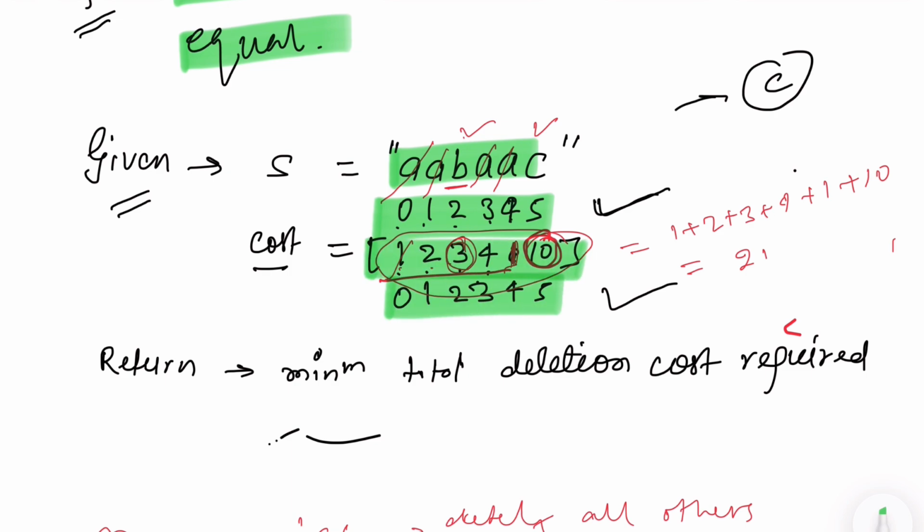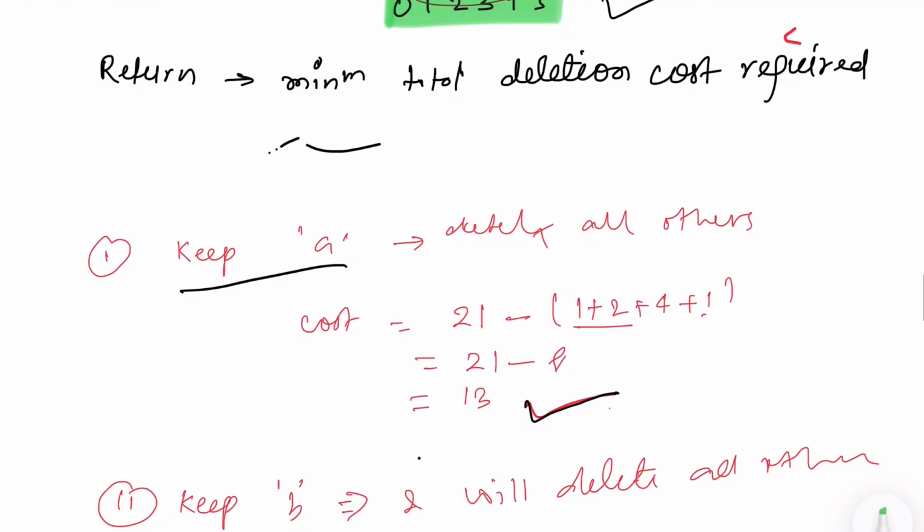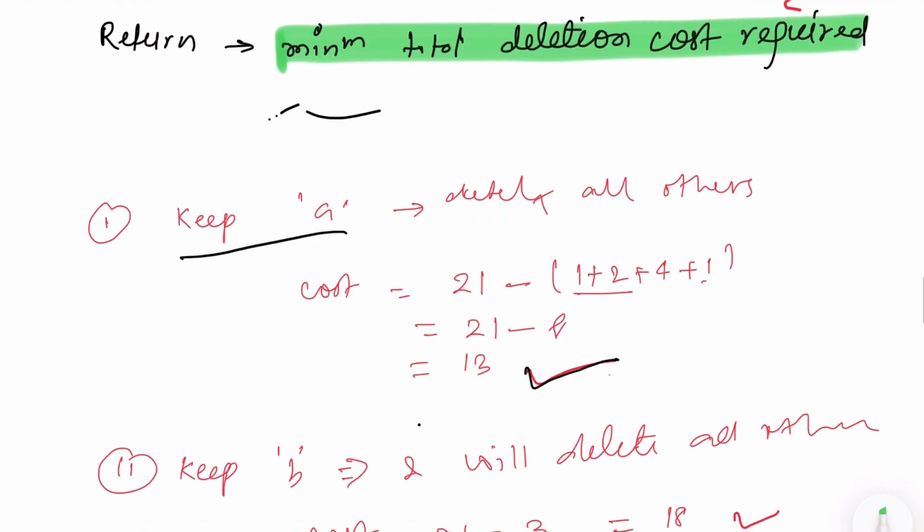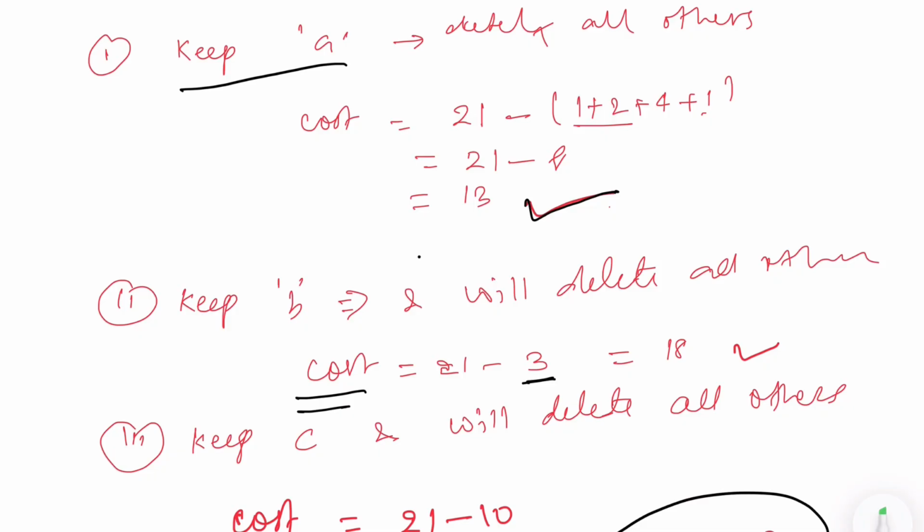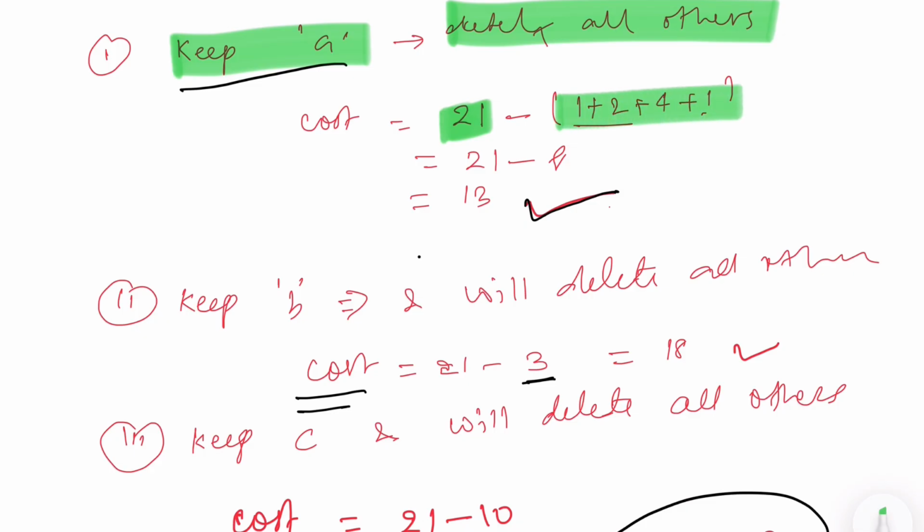If you find the total cost, we can get it by doing the sum, right? That is 21. We have to return the minimum cost at the end. We will show you how. If we want to keep only a and delete all others, the total cost is 21 minus the cost of the existing a in the string, that is 21 minus 8, which is 13.